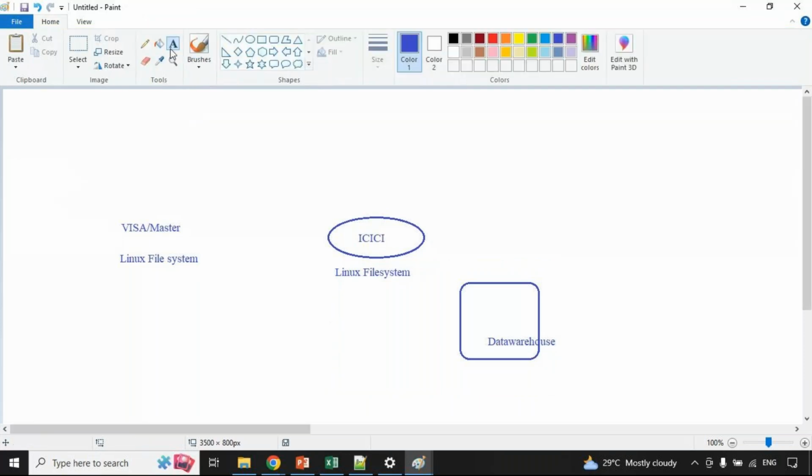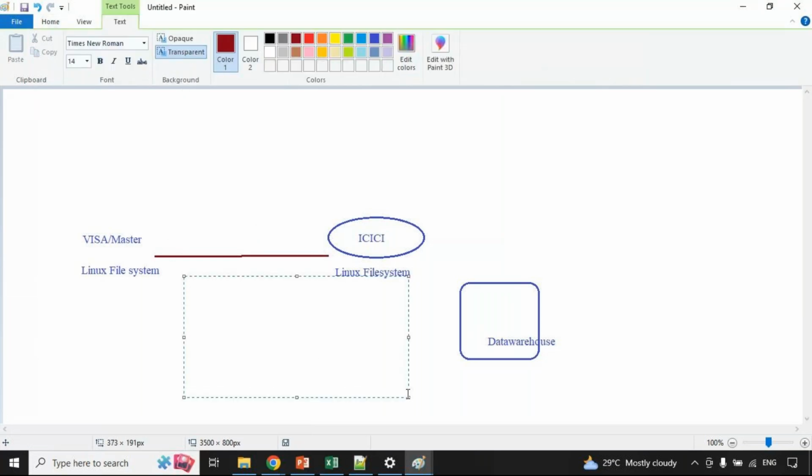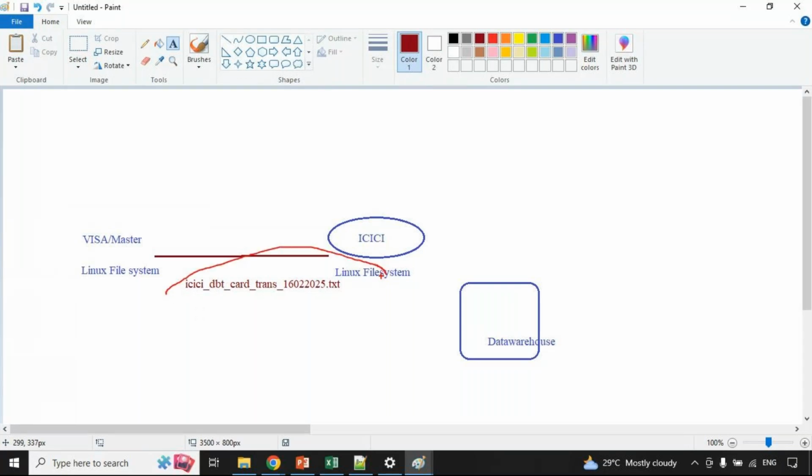So what happened is, using any ETL tools, or we can go for an FTP connection, these people are sending the data here. They are going to send the data, for example ICICI debit card transactions underscore, for suppose, 16/02/2025.txt. Now they will send the data to here, guys.